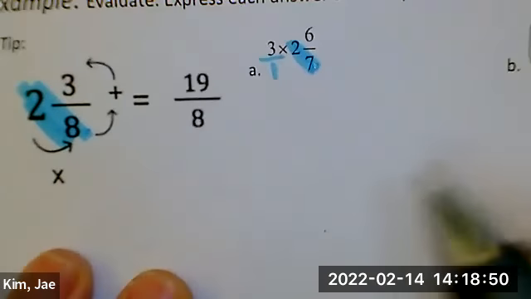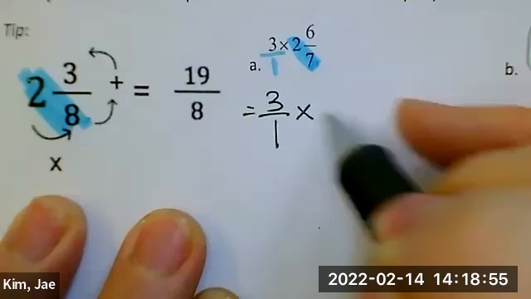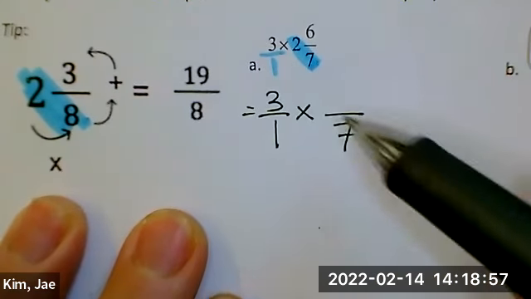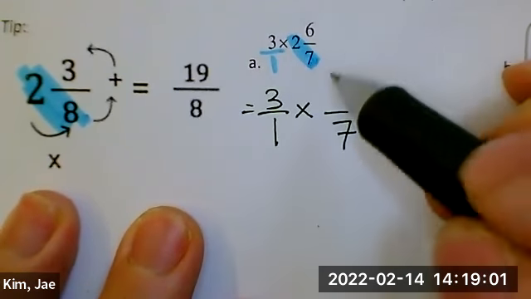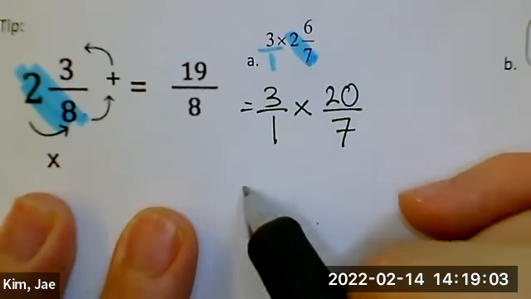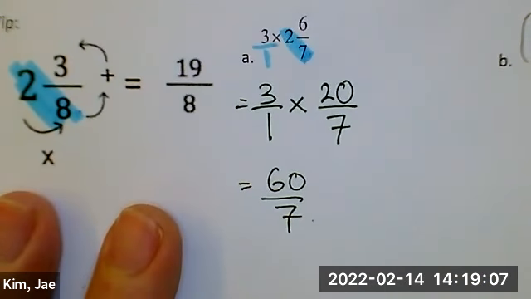So this fraction can be rewritten as 3/1 times... 2 times 7, 14, added to the 6 pieces already. That's going to be a 20. The final answer is 60/7.